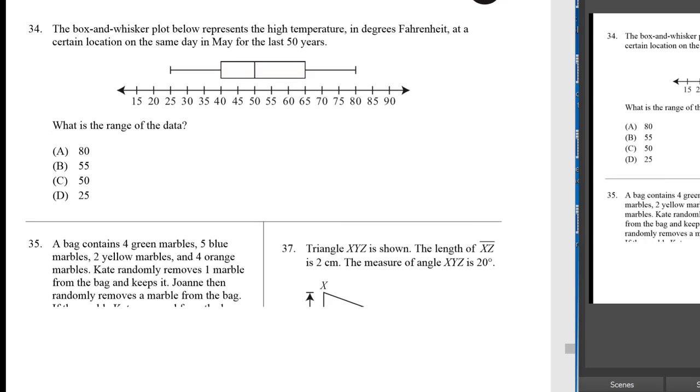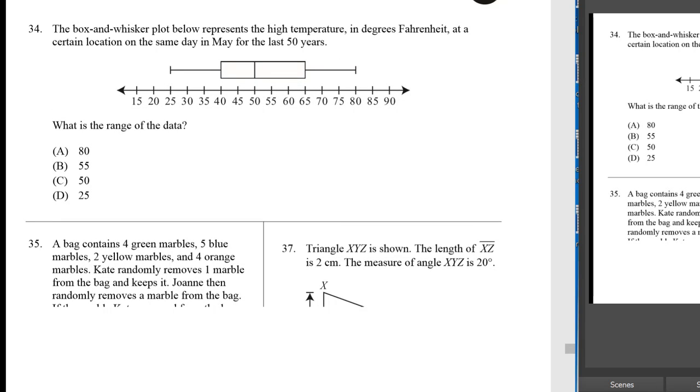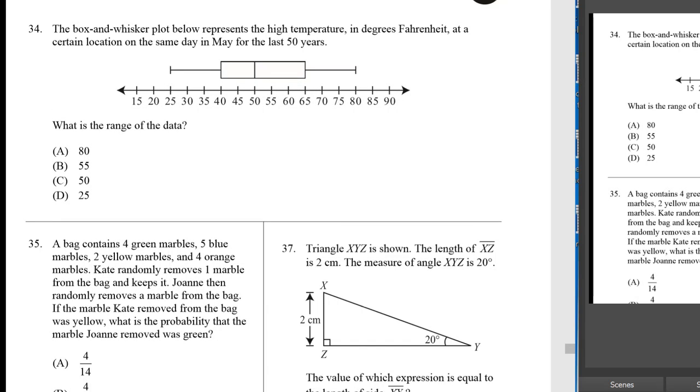Okay, 34. Next one. A box and whisker plot below represents the high temperatures in degrees Fahrenheit at a certain location on the same day in May for the last 50 years. What is the range of the data? To do this, you're going to have to know how to read a box and whisker plot. It's extremely simple.